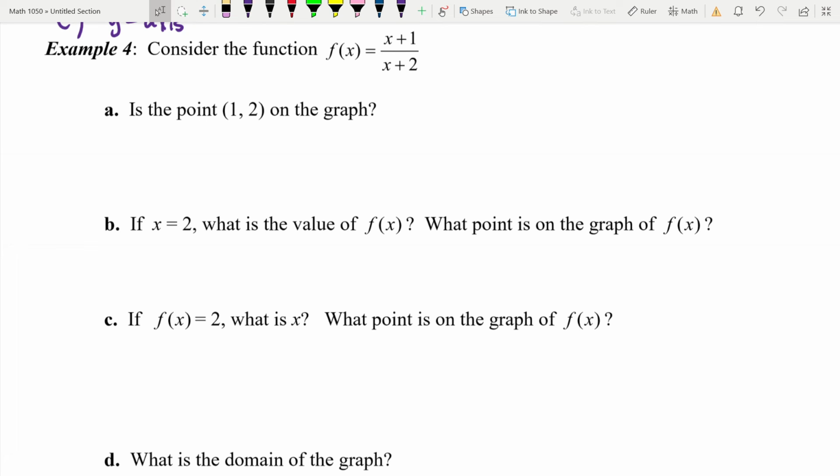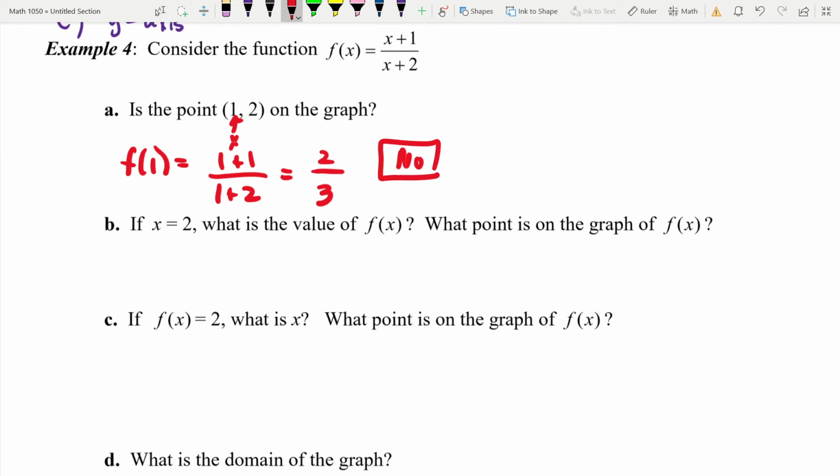Is the point 1, 2 on the graph? Okay, so what I'm going to do is I'm going to put a 1 in for x. So I'm going to go f of 1 equals 1 plus 1 over 1 plus 2. 1 plus 1 is a 2. 1 plus 2 is a 3. What's the answer to the question? Yes or no? It's no, but I want you to explain it to me.